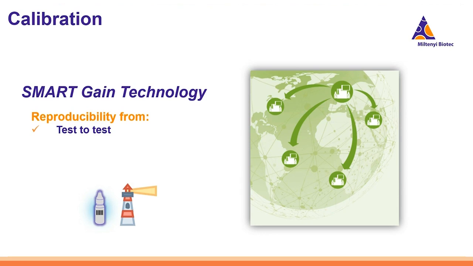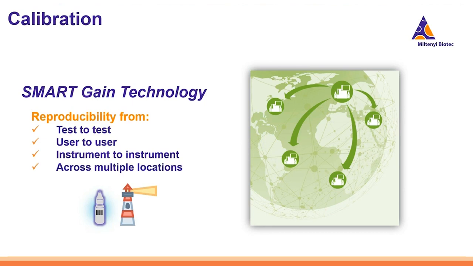test to test within a single flow cytometer, user to user within a single cytometer as well, and also instrument to instrument. And it really wouldn't matter whether or not those instruments are right next to each other or if they're across multiple locations, due to the fact that we are calibrating and harmonizing our devices to the same reference calibration beads.